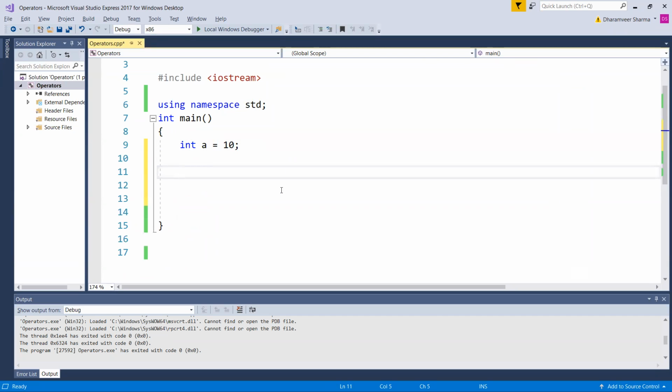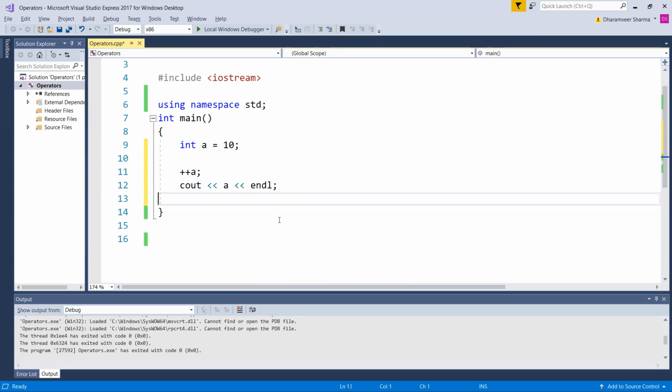See, I am writing cout << a++. What will be the answer? What will be the answer here? Anybody? Yes. 11. Answer will be 11.